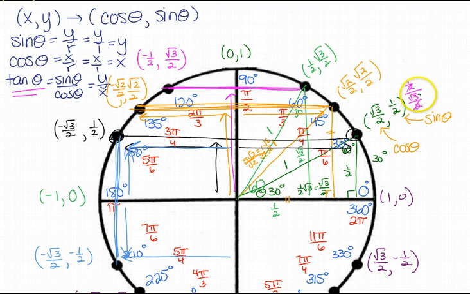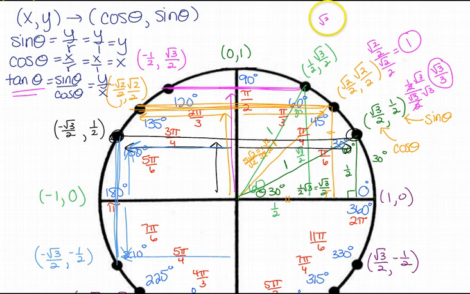The 2's cancel out, but then I have to rationalize. So my tangent of theta is going to be root 3 over 3. I do my sine over cosine. Those are exactly the same, so that's just going to be a tangent of 1. Here we've got root 3 over 2 over 1/2. Your 2's cancel. Root 3 over 1 is just going to be root 3. Again, these are your tangent values.